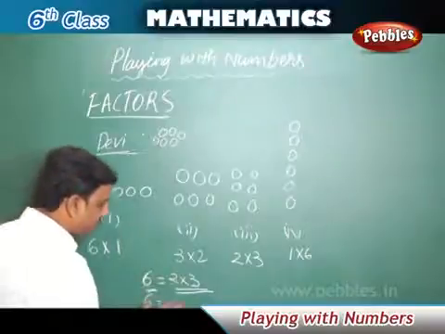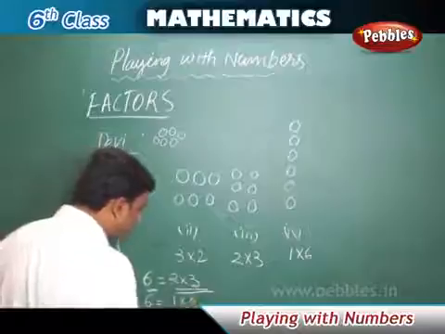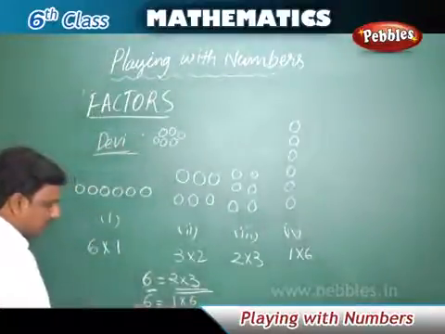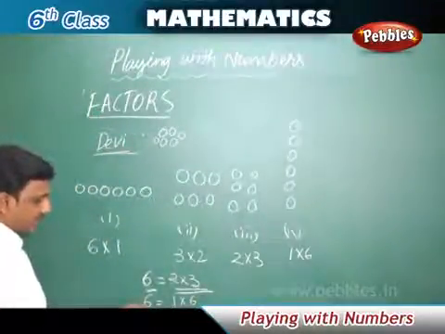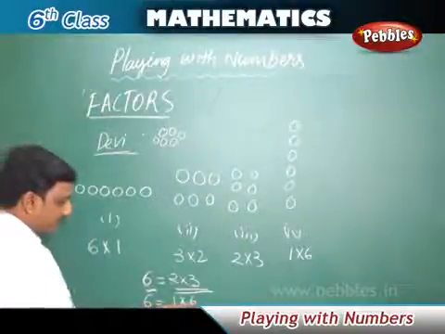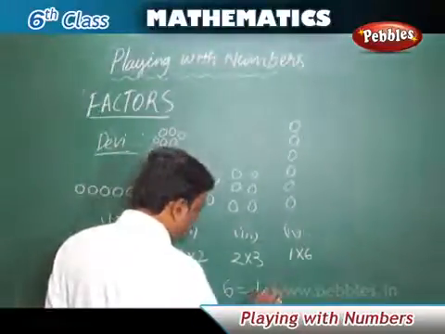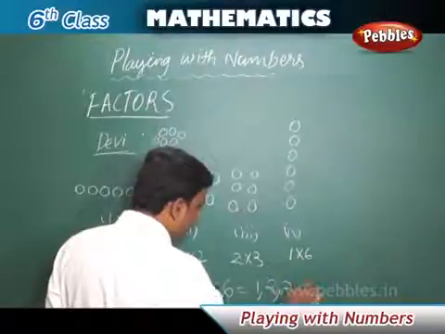In the same way, 6 is expressed in a different way, 1 into 6. So 1 and 6, these 2 are also factors of 6 because they divide 6 exactly and completely. So 1 and 6 are also factors of 6. So the factors of 6 are 1, 2, 3, 6.